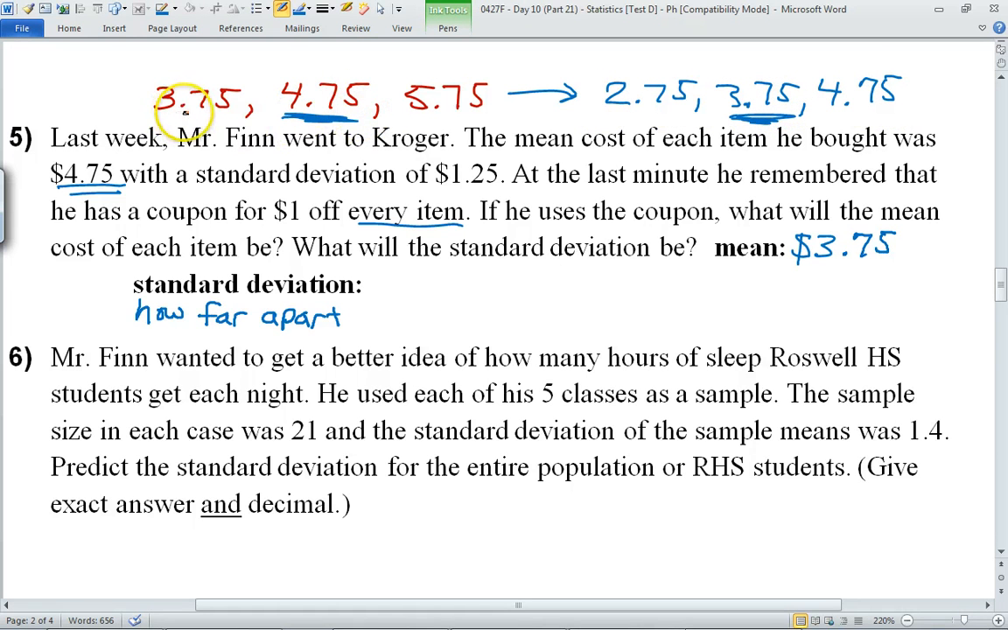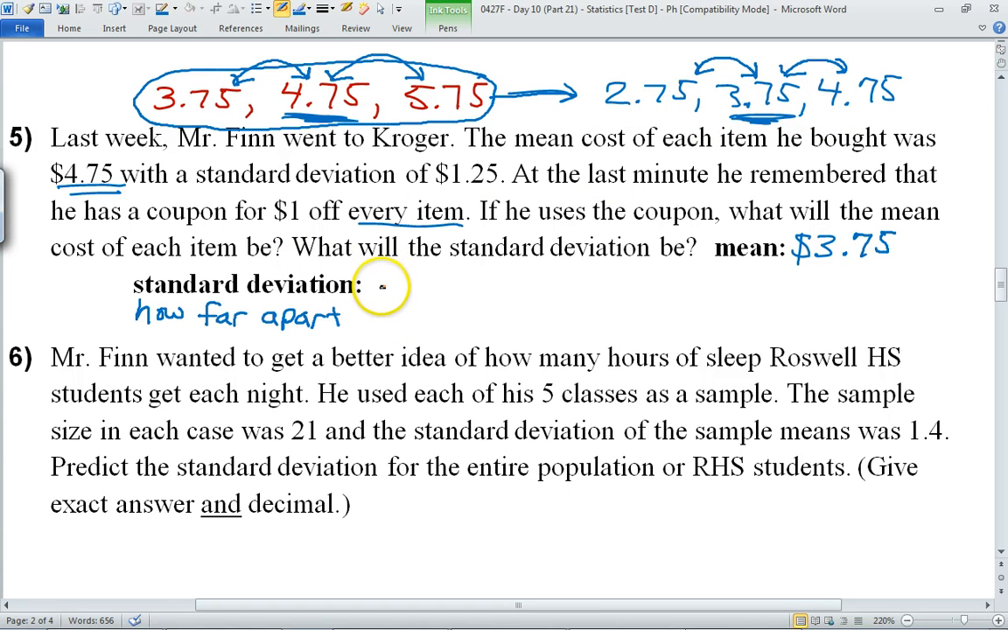Hopefully you're seeing that if everything decreases by the same number, then we're just shifting the numbers down. But we're not changing how far apart the numbers are from each other. Like in the example that I just made up, originally these items were $1 apart. These items were $1 apart. By taking $1 off of everything, guess what? These items are still $1 apart, and these two items are still $1 apart. So they didn't spread out, they didn't get closer together, so the standard deviation should stay the same. So the standard deviation was $1.25. So the new standard deviation should still be $1.25.